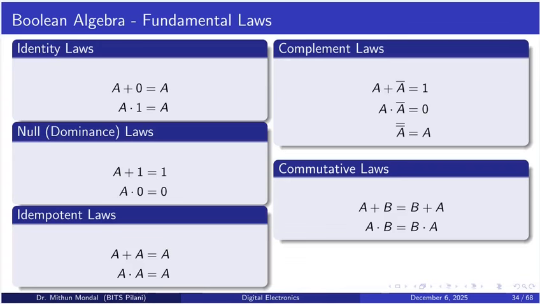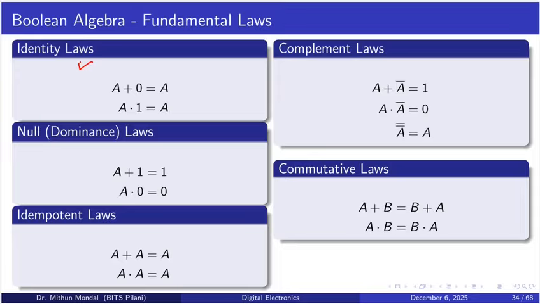Welcome to this third part of digital electronics solved problems. In the first part, we have discussed the number system. In the second part, we have discussed complements. In this part, we will discuss Boolean algebra and how to form the truth table. So let us see the Boolean algebra fundamental laws.